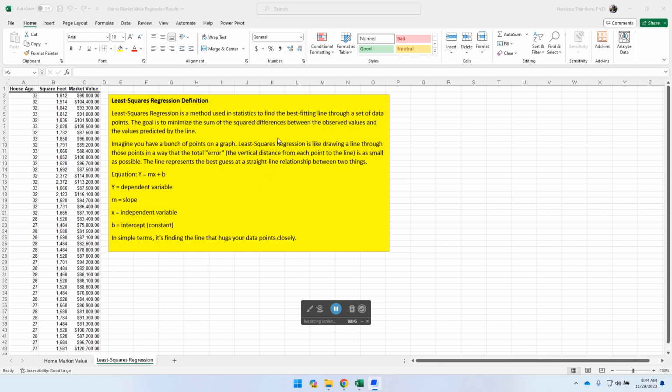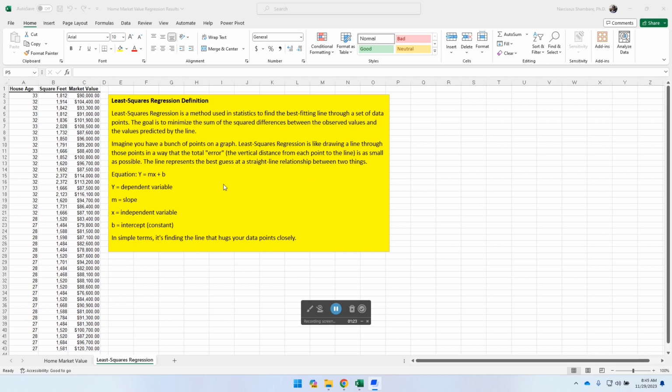Now that sounds a little bit complicated, but an alternative way of understanding it is to imagine that you have a bunch of data points on a graph, and the least squares regression is the act of drawing a line through those points in a way that the total error, or the vertical distance from each point to the line, is as small as possible. You're basically saying, given the data spread on your graph, where would your best line be?